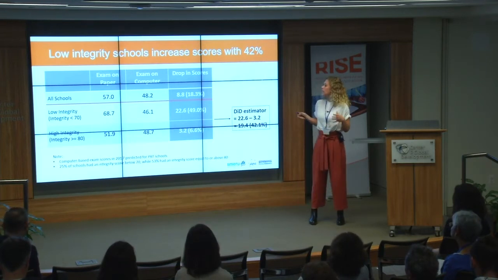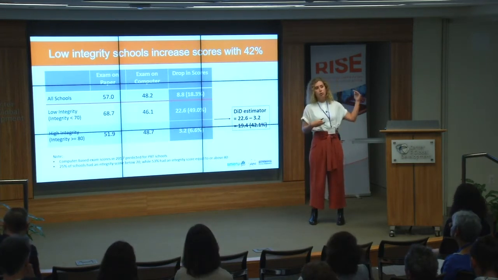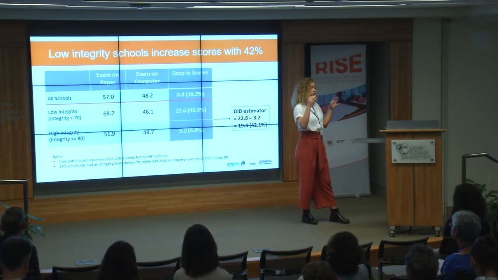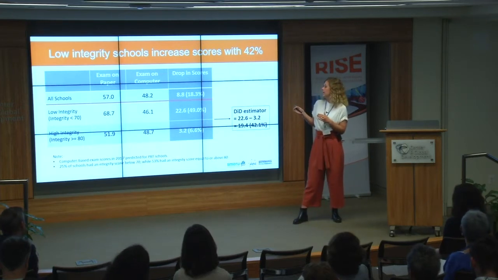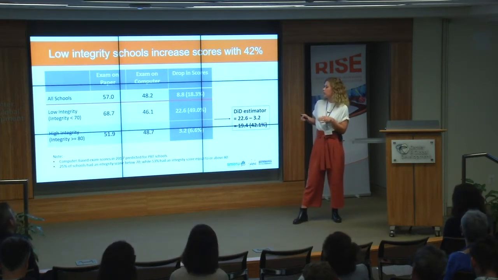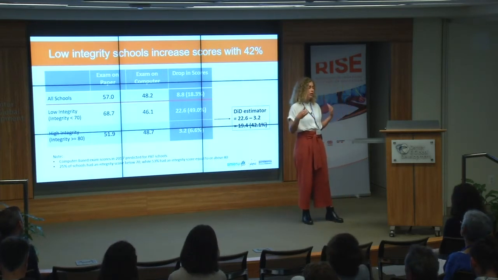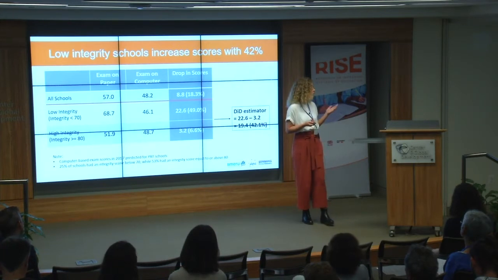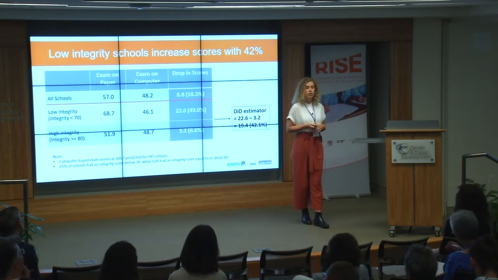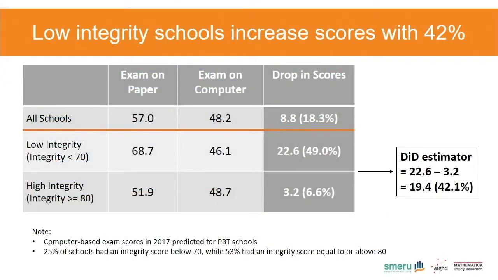And what we can also do is now split this sample into the cheating schools, which have an integrity score below 70, and the high integrity schools, which are above the 80 threshold. And we see clear differences in the drop in scores here, as we would expect based on the correlation. So the low integrity schools actually drop by 23 points on their exam to a score of 46 on average, which is an increase of 49%.